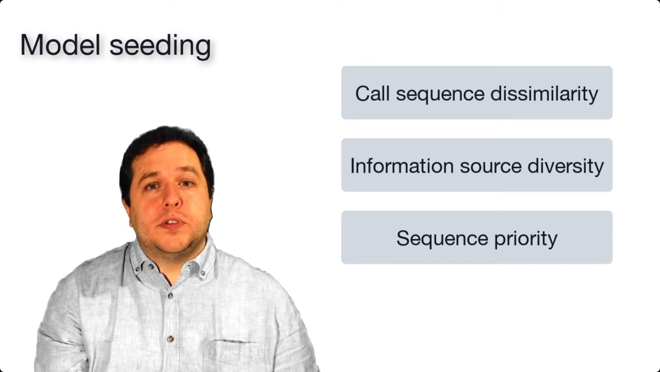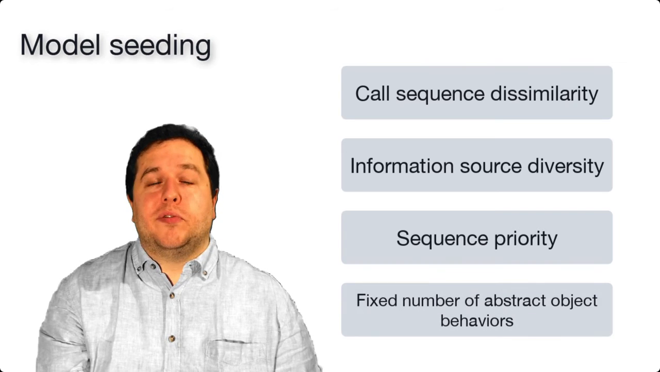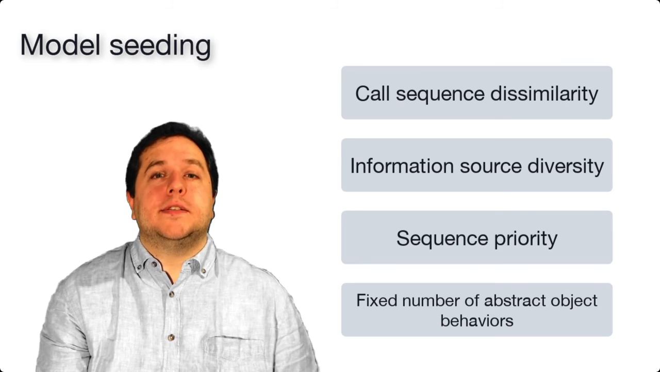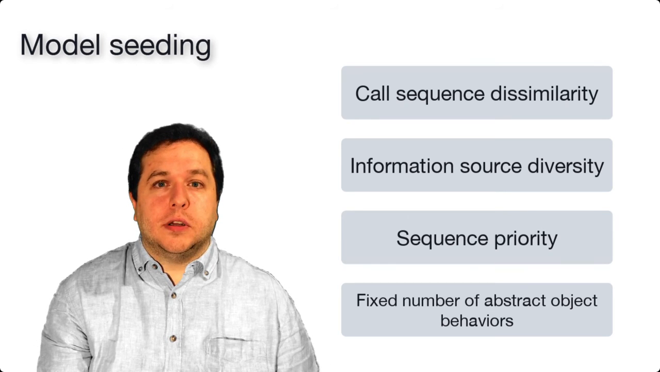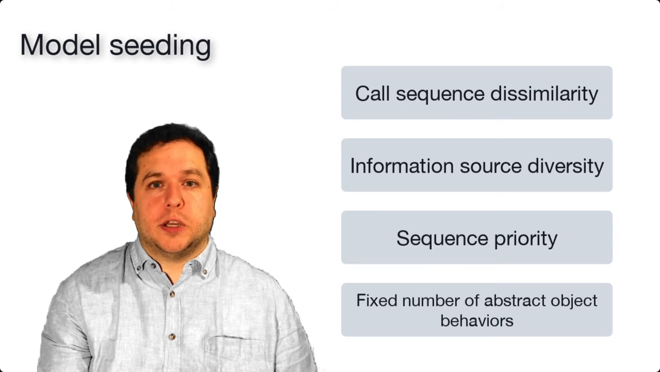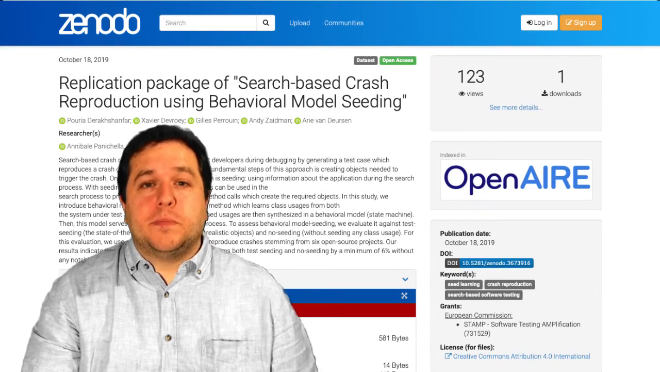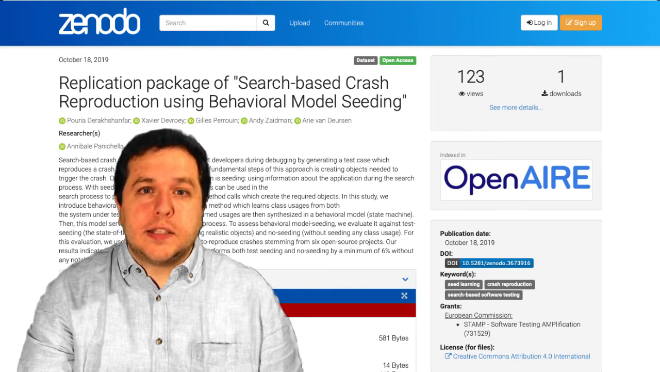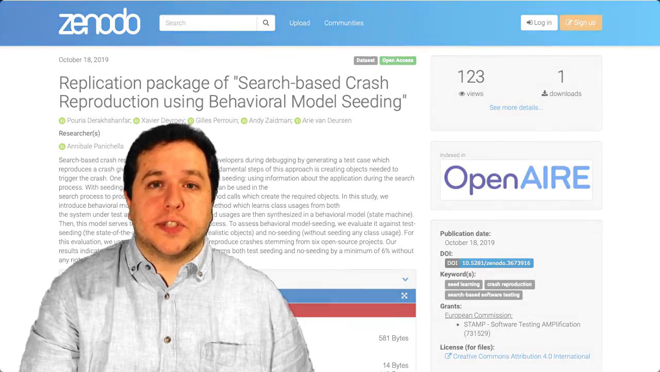The last factor points to the limited number of abstract object behaviors selected from the different models. In some cases, the usage models were too large and it was just not possible to cover all of it with only 100 abstract object behaviors selected. So to summarize, model seeding helps search-based crash reproduction despite a small overhead during the initialization to select and concretize abstract object behaviors. A replication package of our empirical evaluation, as well as the result and analysis script, is available on Zenodo.